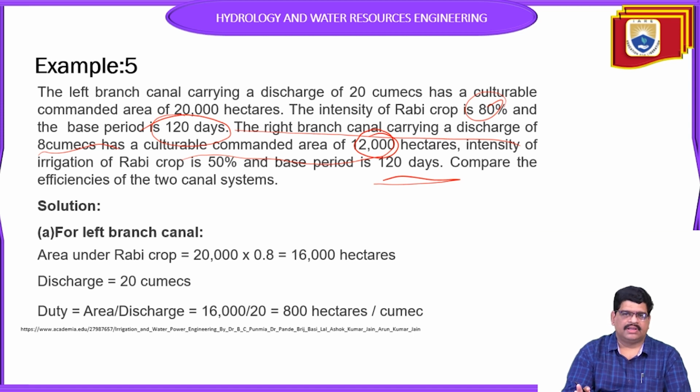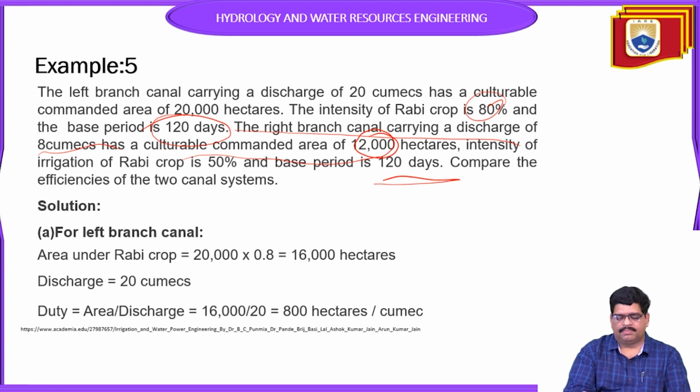Here, what he has given is two canals where the base period is different and the cultivable command area is also different. From this you have to find the duty for the right canal, and also the comparison between the two canals. So let us see the first one, the left branch canal first.